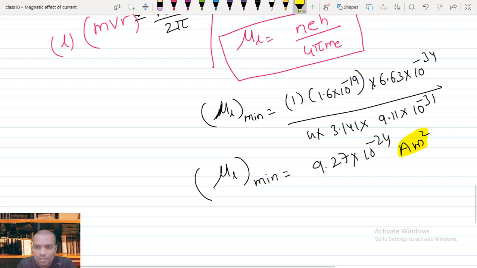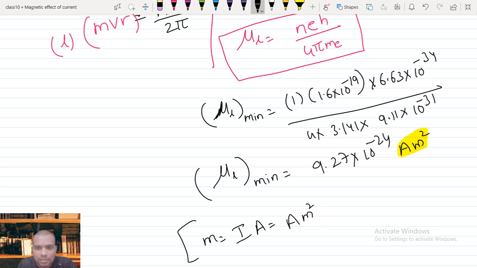Do you know how we got the units? The magnetic moment formula is M equals the product of current times area. Current units are ampere, area units are meter square. So ampere meter square is the unit for orbital magnetic moment.